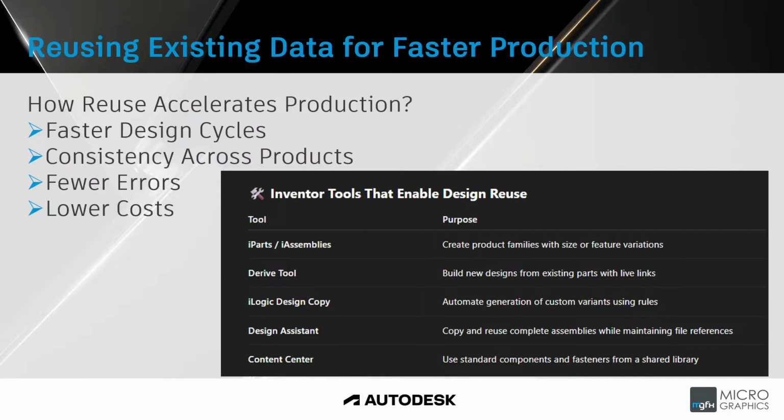Reusing existing data for faster production. We can reuse accelerators in your production, so you do have faster design cycles, consistency across products, fewer errors, and lower costs. Some of the Inventor tools that enable design reuse are iParts, iAssemblies, Derive tool, iLogic, Design Copy, Design Assistant, and even your Content Center.